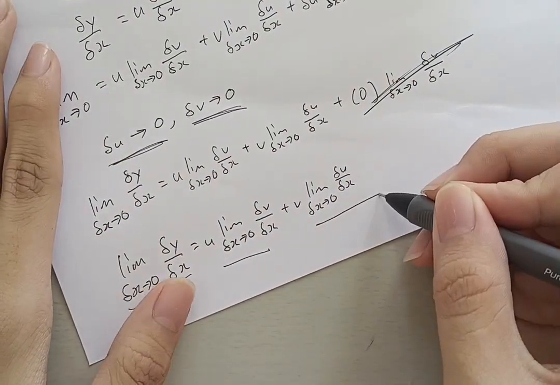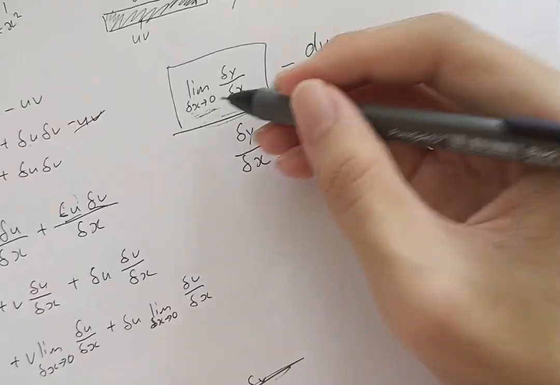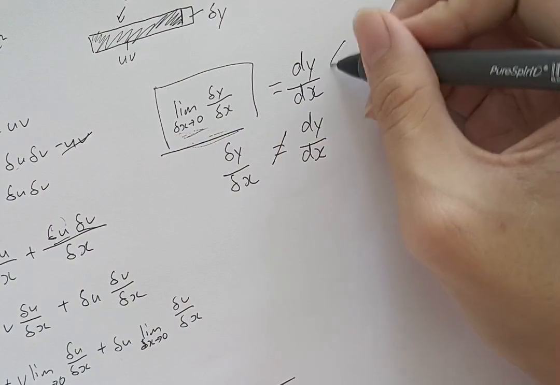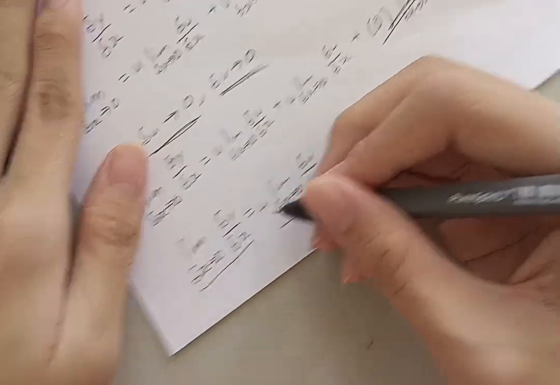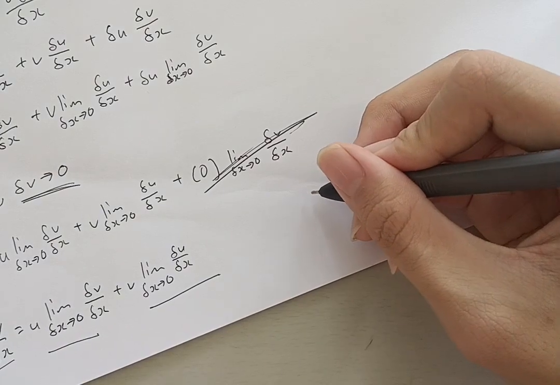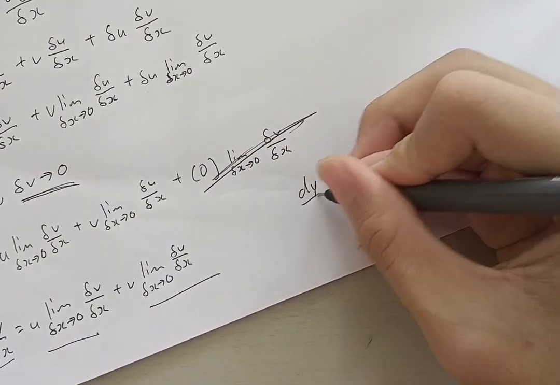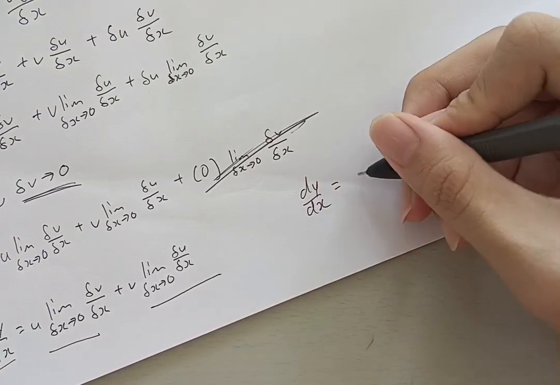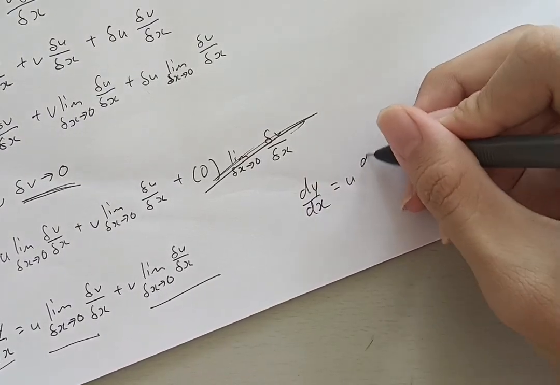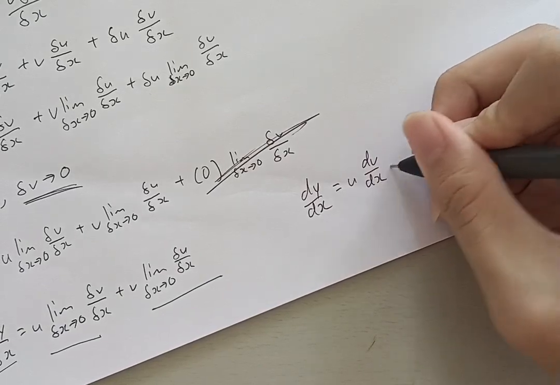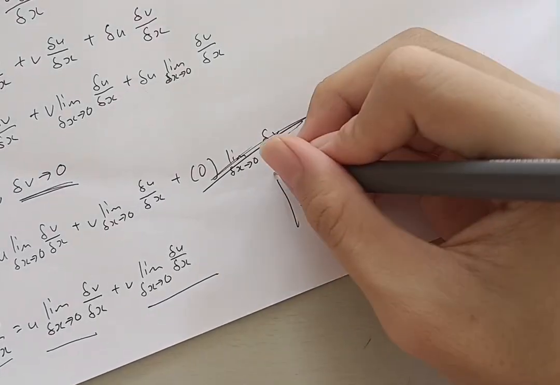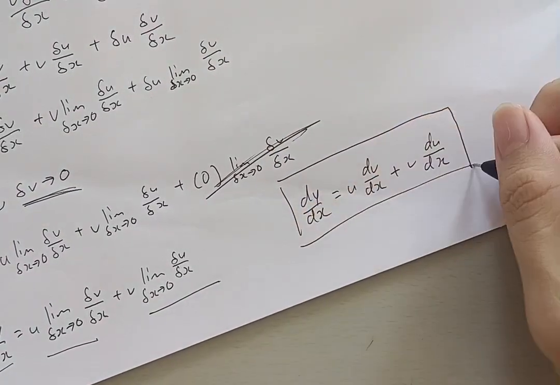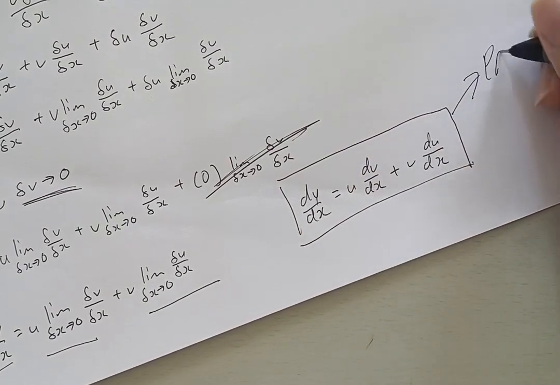And remember what I showed you just now, this part is the same as this. We can apply the same concept here, so I don't have any space left to write. So dy/dx is u dv/dx plus v du/dx. And here we have it, there's our product rule.